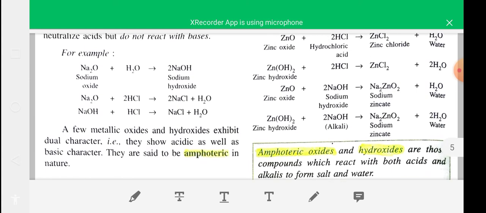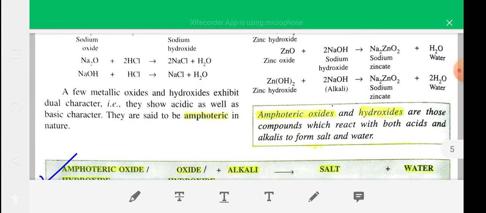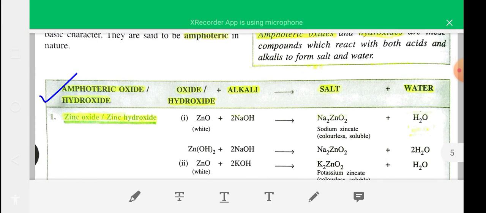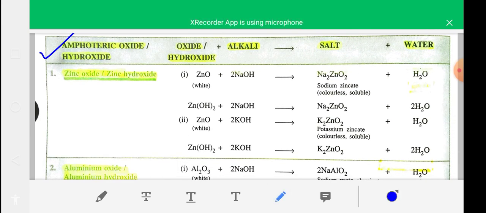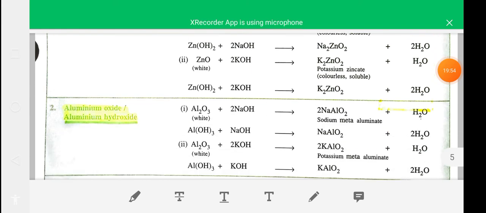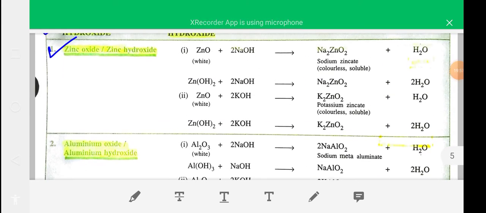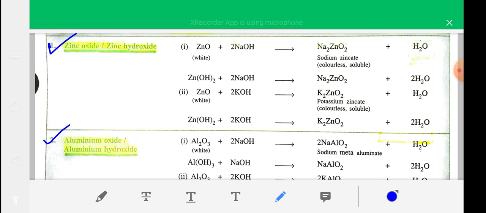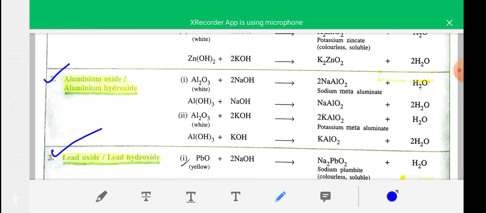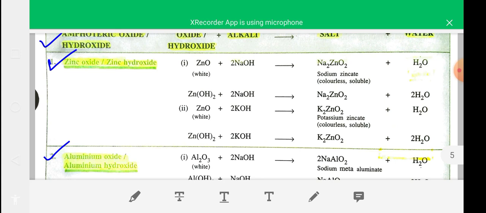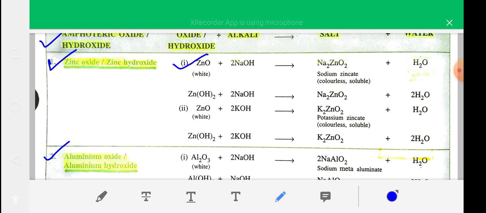Which are amphoteric oxides? Amphoteric oxides are those oxides which can react with both acids and alkalis. Some examples of amphoteric oxides are zinc oxide, aluminium oxide, and lead oxide. So you have to read the action of sodium hydroxide and potassium hydroxide on these amphoteric oxides. When an amphoteric oxide like zinc oxide or zinc hydroxide is treated with sodium hydroxide, you will get colorless soluble sodium zincate and water.